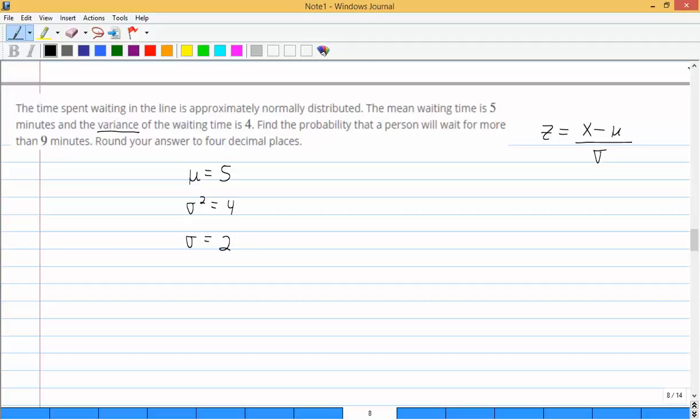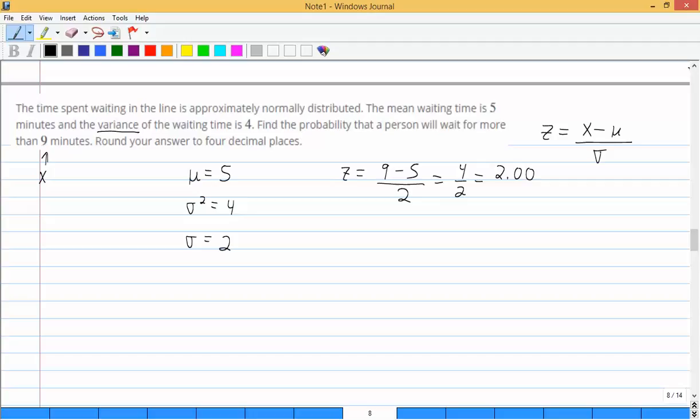All right. So we need to figure out a z-score for 9 minutes. So our x is 9 here. So z equals 9 minus 5 divided by 2. Now see, if you divided by 4 mistakenly, then you would miss this problem. So you have to identify standard deviation, even if variance is given. So that's going to be 4 divided by 2, which is 2. So the z-score is 2.00.